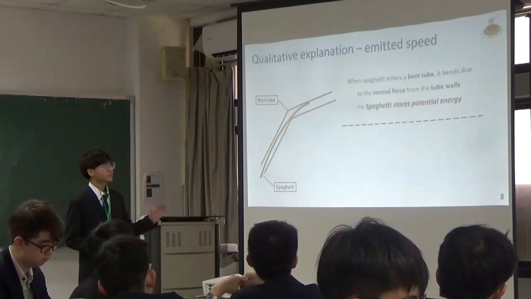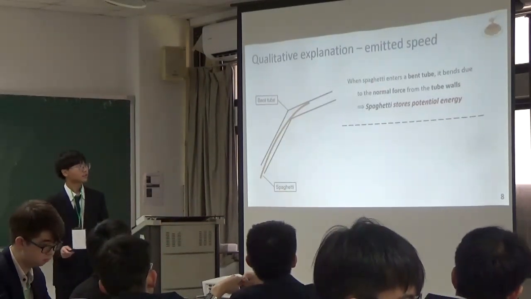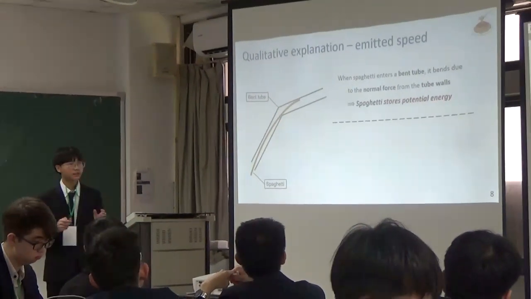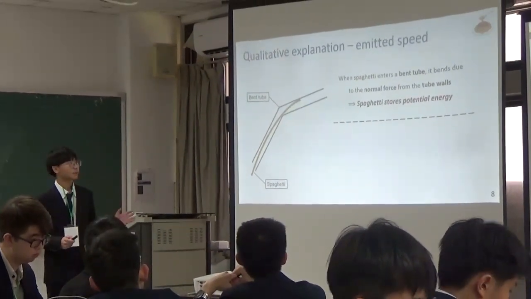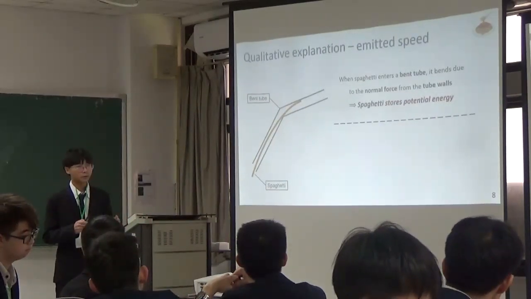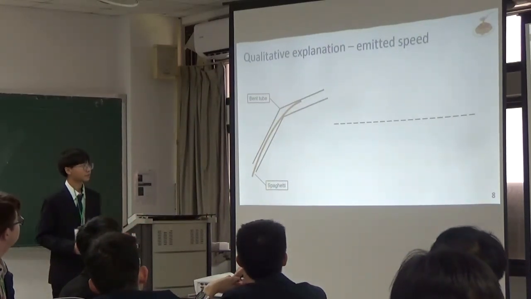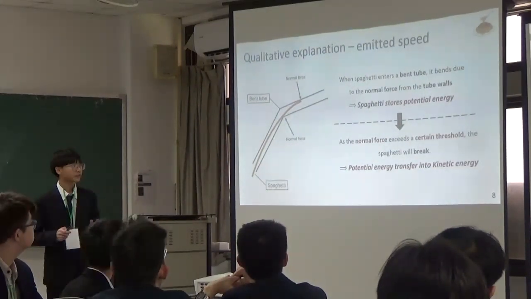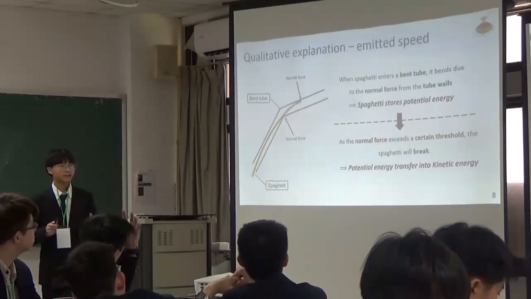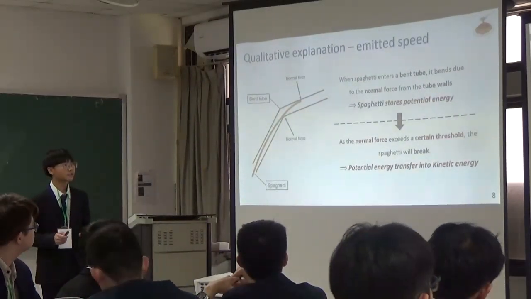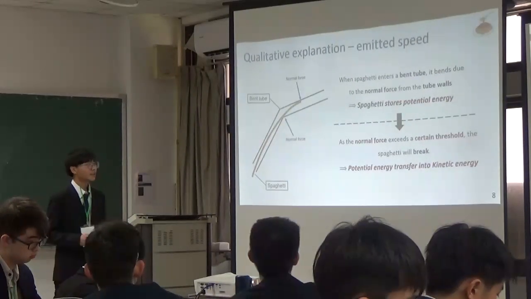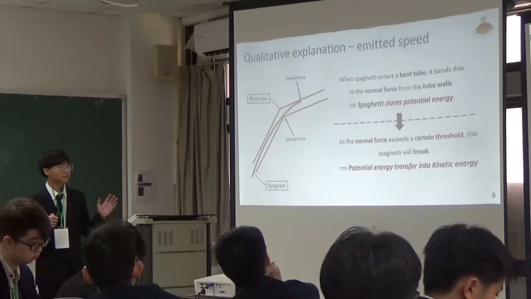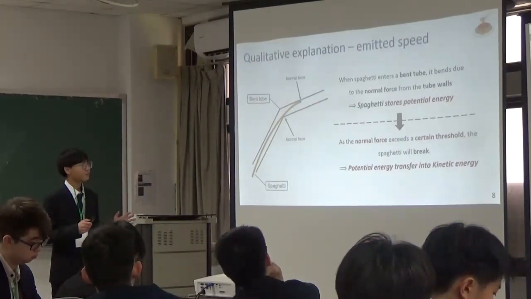First, when the spaghetti enters the bending tube, the tube walls will generate normal force, causing the spaghetti to bend. And the spaghetti will also store elastic potential energy while bending. And as the normal force exceeds a certain threshold, the spaghetti will break into pieces, and the potential energy will mostly transfer into kinetic energy. And because the mass of the spaghetti pieces is very small, the kinetic energy will generate very high velocity.